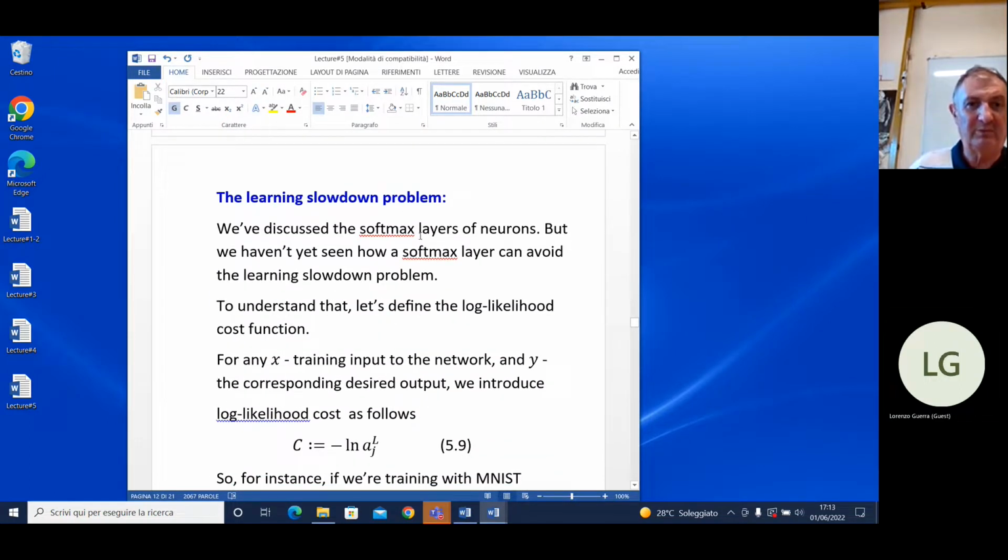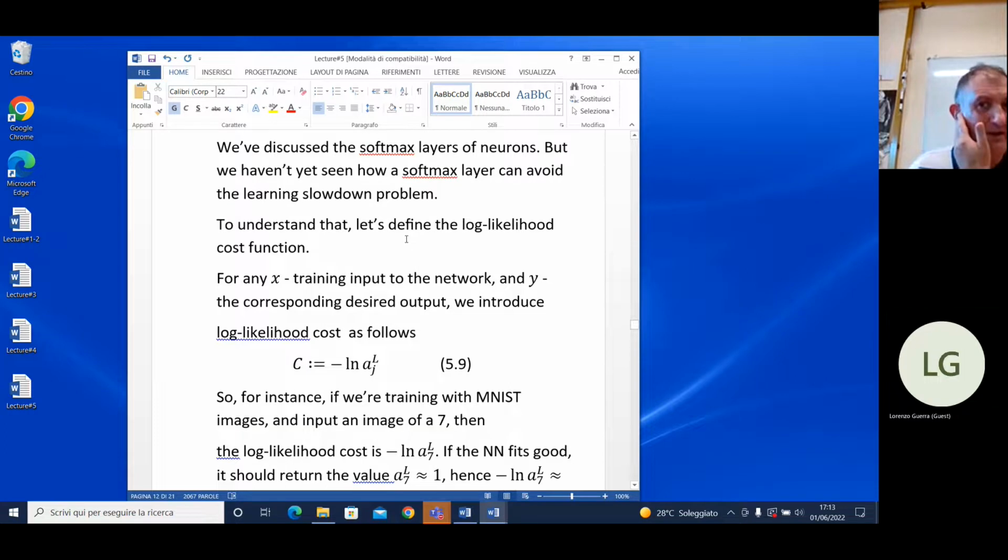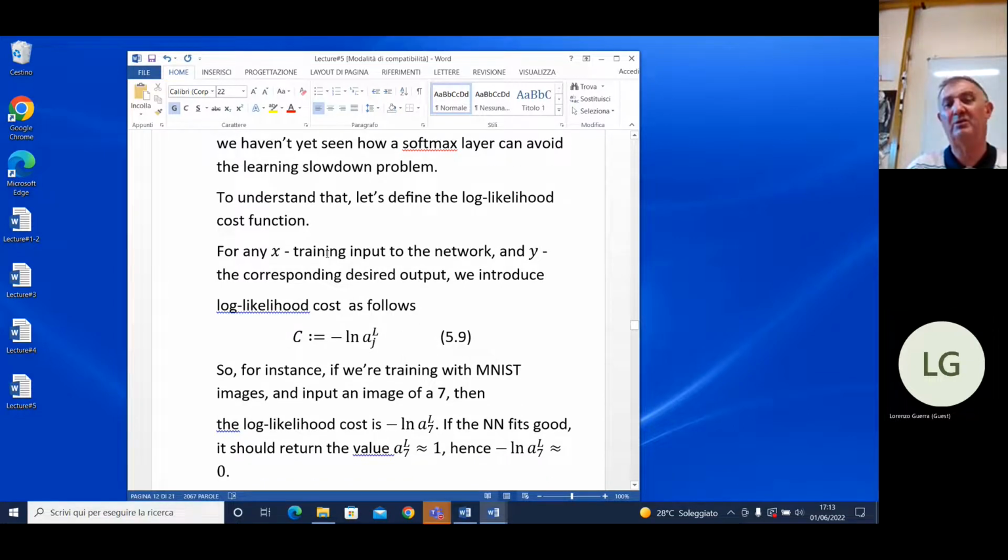The learning slowdown problem: why is it resolved now? It prevents the slowdown problem. We have discussed softmax layers of neurons; softmax is the procedure for the last, output layer of the neural net. But we have not yet seen how a softmax layer can avoid the learning slowdown problem. To understand this, let's define the log likelihood cost function, the logarithmic likelihood cost function. Likelihood is a typical expression in probability theory and mathematical statistics.